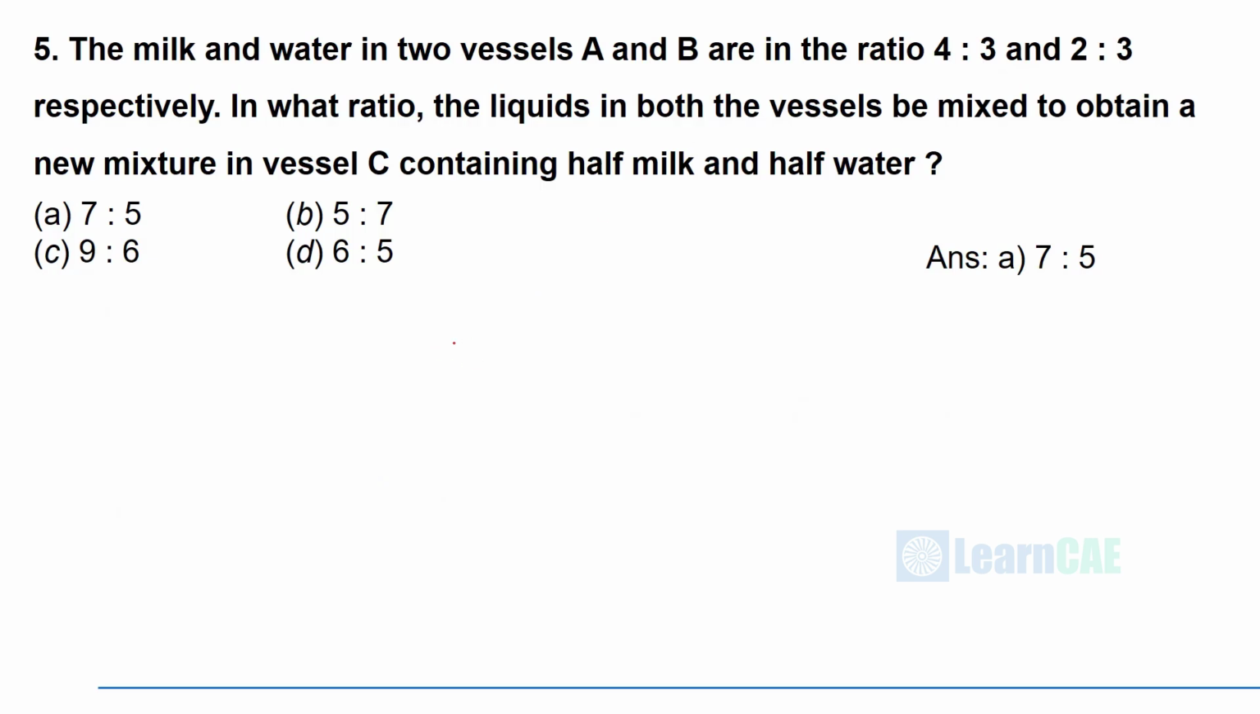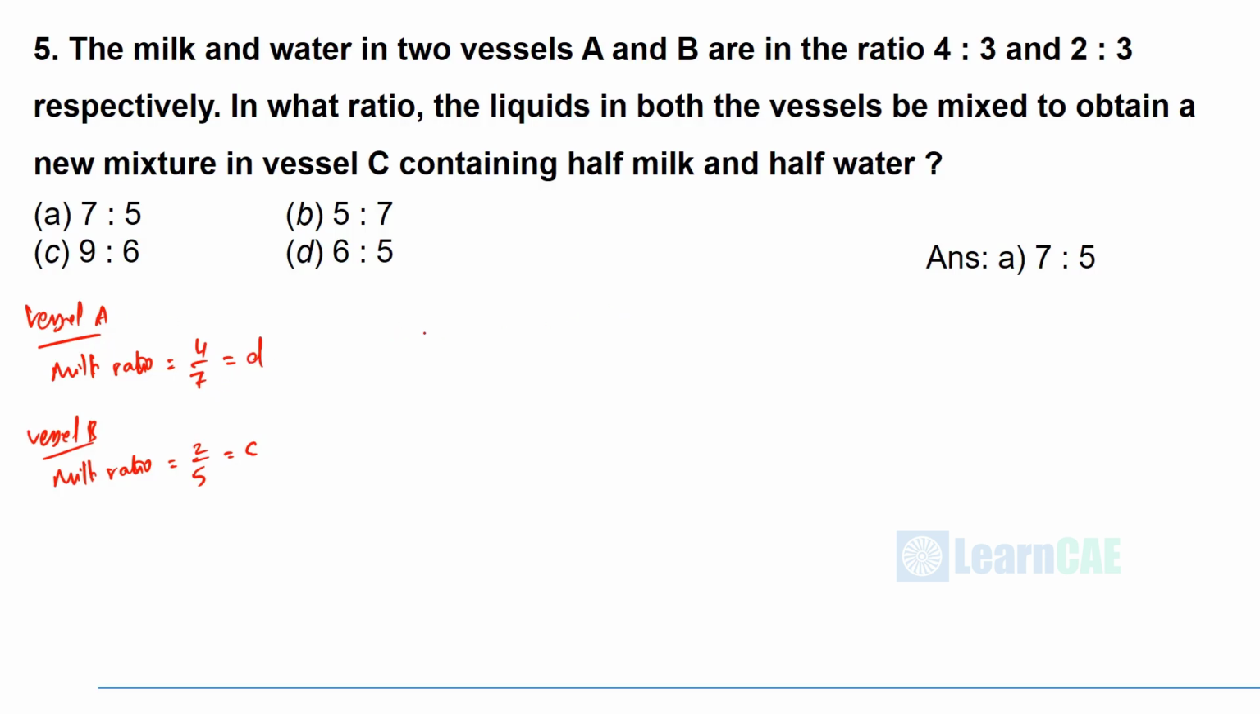Okay. Here, we can write in vessel A, milk ratio is 4 by 7. In vessel B, the milk ratio is 2 by 5. So here the cheaper quantity is vessel B, which is equal to C, and the costlier or dearer quantity is vessel A, milk ratio, that is 4 by 7. So this is equal to D.